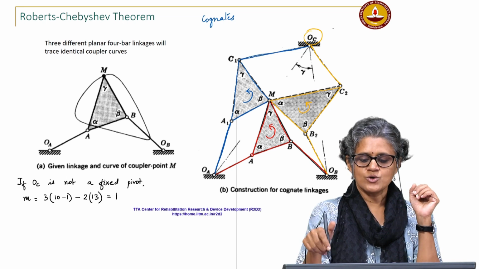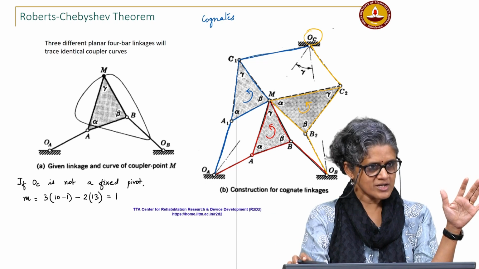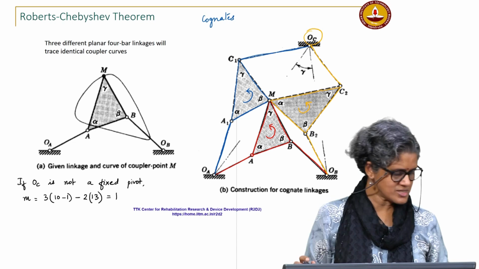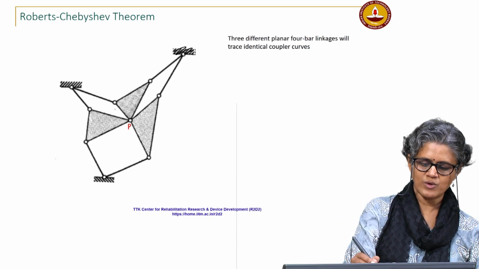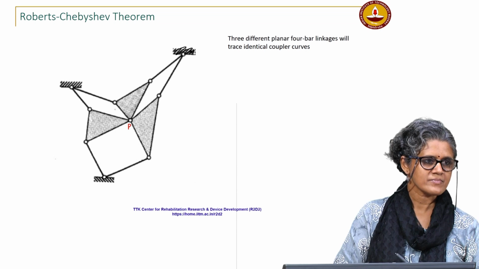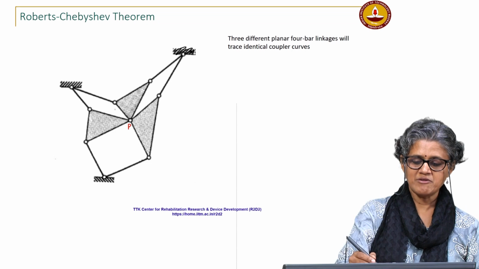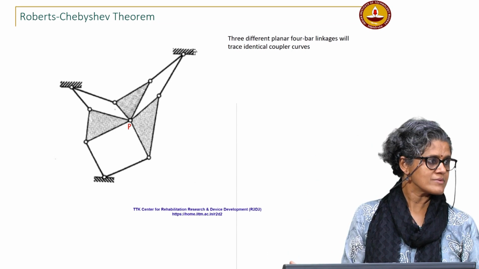Okay. So, without any conditions on the link lengths, if OC was not a fixed pivot, this would have a mobility of 1. This linkage would be fine if I just remove one of these fixed pivots, if I do not fix one of the pivots. However, that point is going to move.